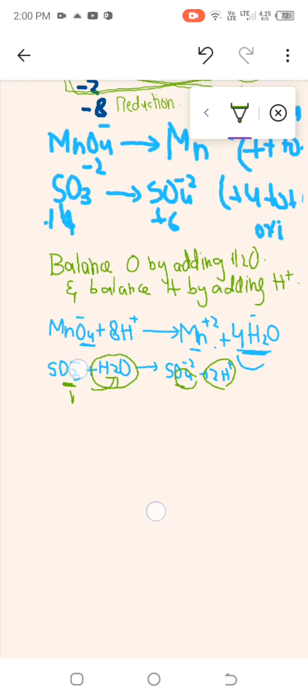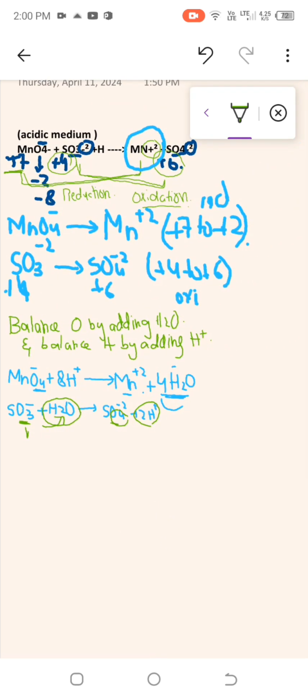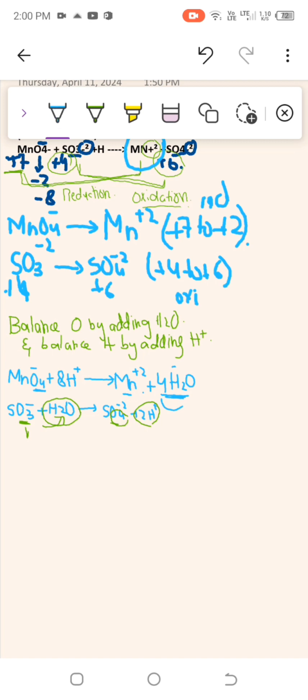I hope step number 2 is also clear. Now we should go with step number 3, which is to balance charge by adding electrons. Now balance the charge, how? By adding electrons.